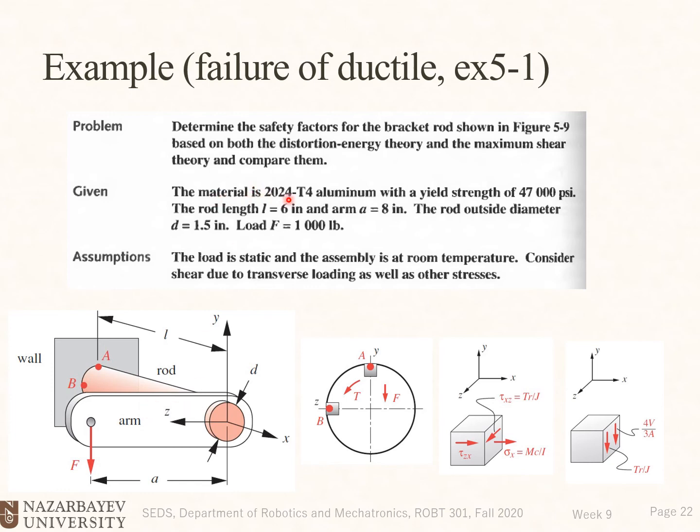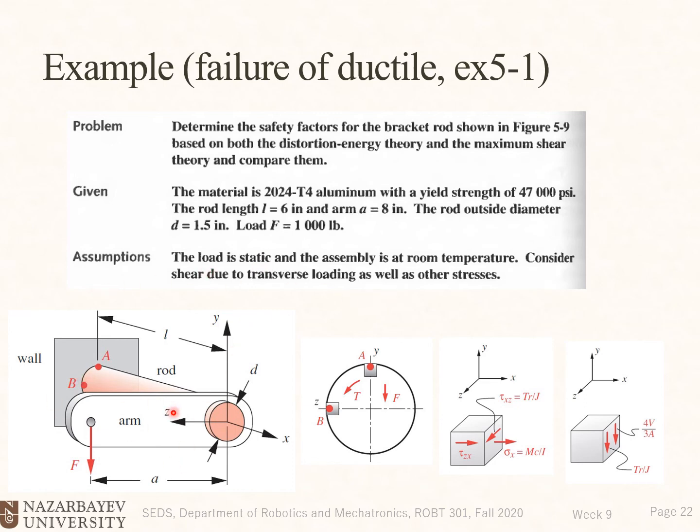What is given? We know the material is 2024 T4 aluminum and the yield strength is 45,000 psi. The rod length L, the arm length, and the rod outside diameter D are also given, and the external force F is also given, which is 1,000 pounds. What are the assumptions? The load is static and the assembly is at room temperature. Consider shear stress due to transverse loading as well as other stresses. Okay, so we want to consider all kinds of shear stresses.